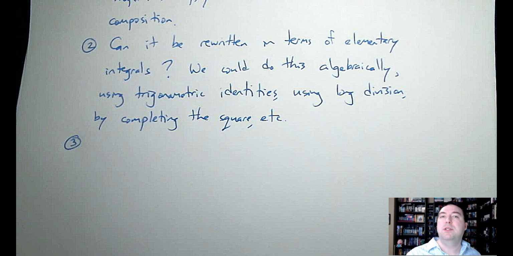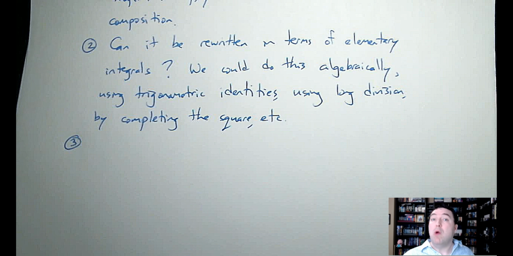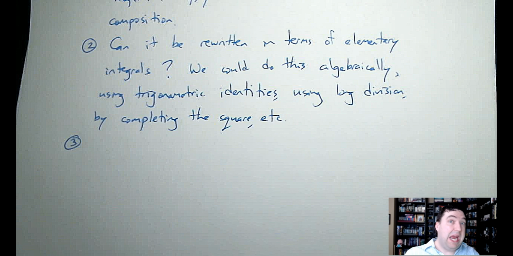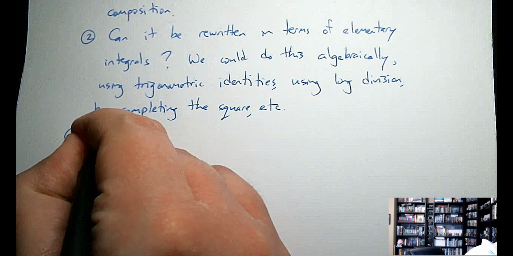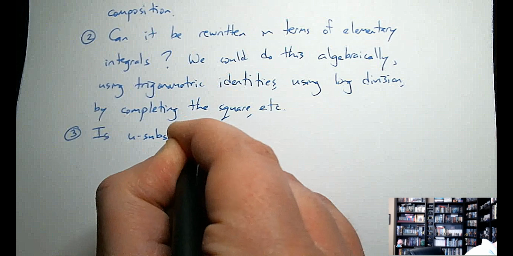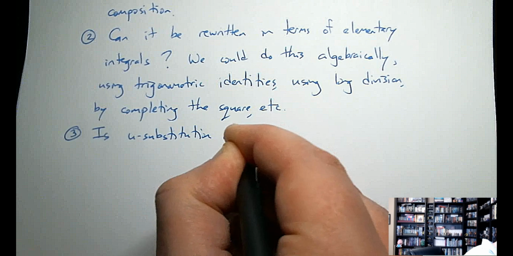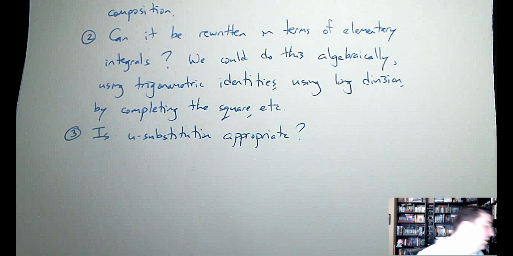And U substitution will usually be the first such technique that you'd think about because it has the widest applicability. U substitution can be applied to the largest array of different functions of any of the other techniques that we'll see in Math 1001. So is U substitution appropriate?